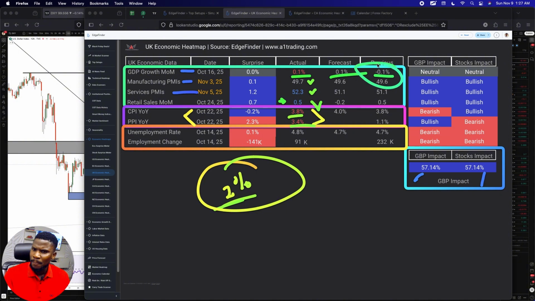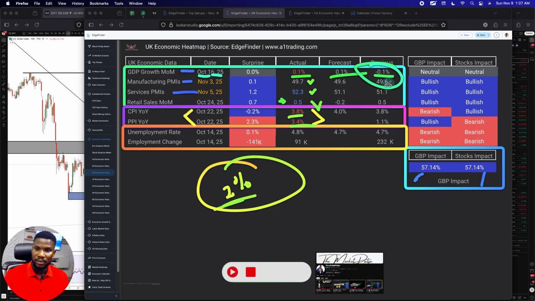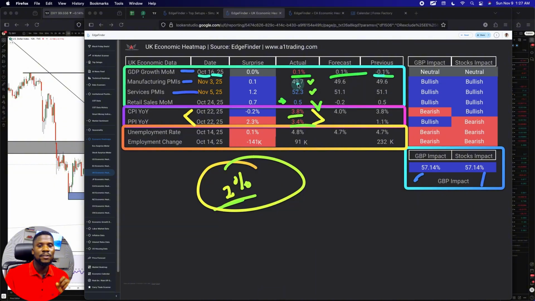But at the same time, what we got as an actual in October was quite bigger than the previous month. The previous month was negative 0.1 right here, which is not very good. So when it comes to growth, I will give growth in the United Kingdom around 65%. For growth, we give it 65%. You know how we used to do these things.